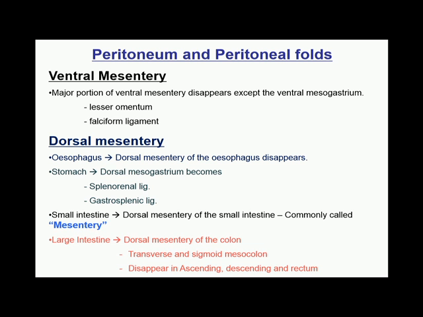Okay, that's the first thing to remember. So there won't be any anterior structure connecting the GIT to the anterior abdominal wall. Everything disappears except in relation to the stomach and the liver. Then, however, most of the dorsal mesentery persists, and that is why you can't pull out the GIT. They are all attached to the posterior abdominal wall. So dorsal mesentery basically persists.